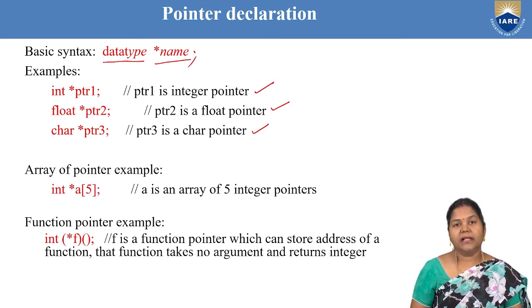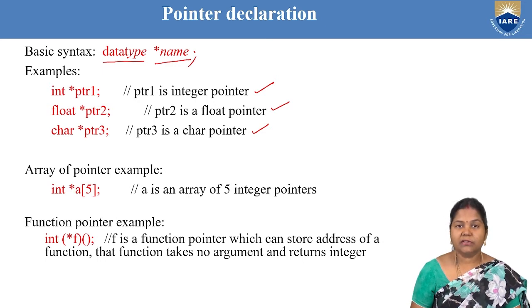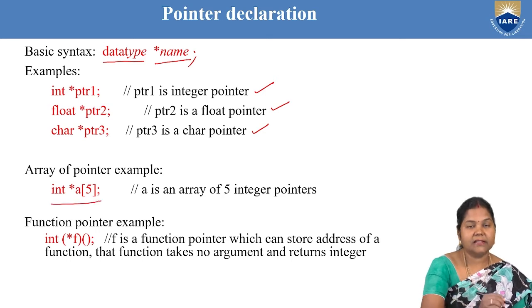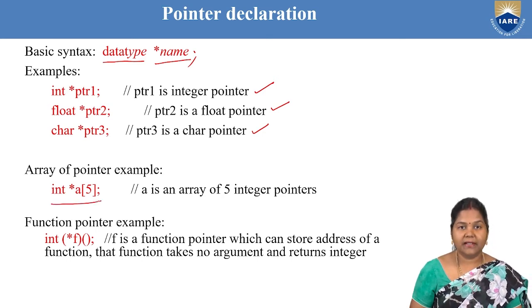Normally, if you declare an array, we can store a collection of elements of similar type. That is the definition of array. Similarly, if you are declaring an array of pointers, then we can store a number of addresses inside it. So how to declare? Let us see int star a of 5. So here a is an array of 5 integer pointers. That means it can store the address of 5 integers.